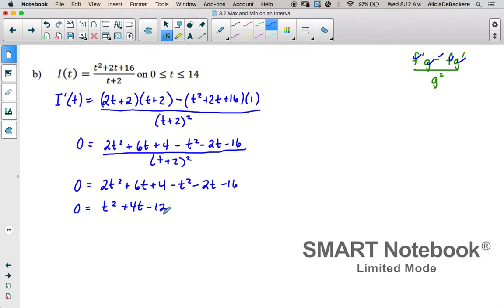All right, and now it's looking a little bit friendlier. We've got a quadratic equals 0. So to solve a quadratic, we set it equal to 0, and then we factor it and set each of the factors equal to 0. So here I'm looking for two numbers that multiply to negative 12 and add up to 4, and so the numbers are going to be positive 6 and negative 2.